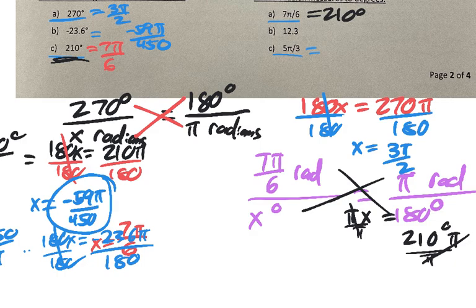Let's do another one. If I did 3 pi over 4, I'm 45 away from 180, right? I'm 45 away from 4 pi over 4, which means I would do 180 minus 45, which is 135.